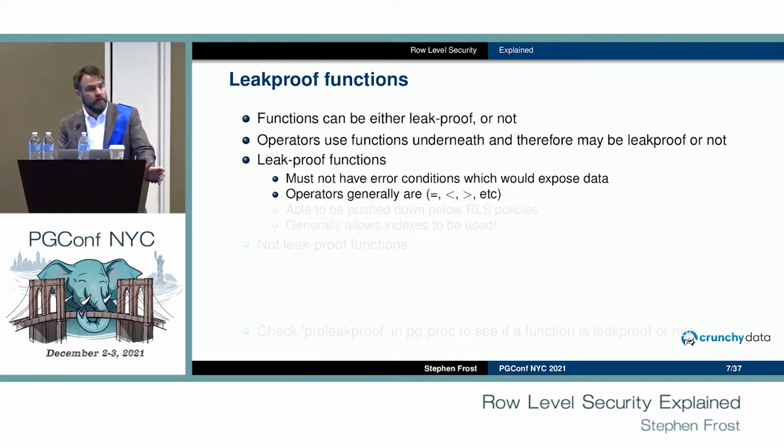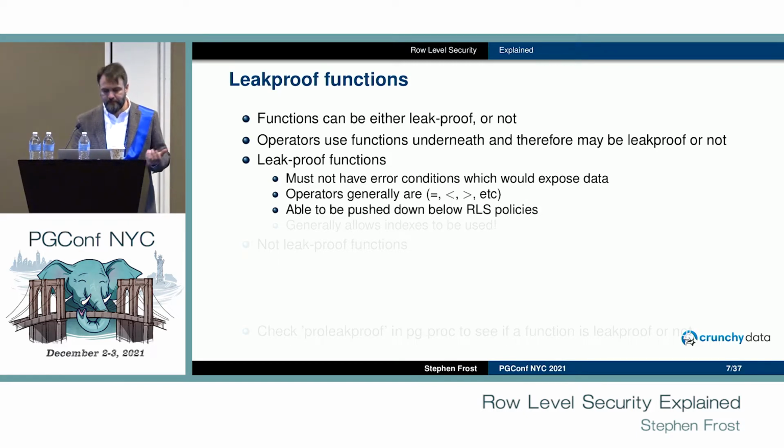Operators generally are. Things like equality, greater than and less than, right? Those generally do not have any kind of error conditions where they'll actually expose data, which is really, really handy, because those are the things that you want to have be pushed down below your row level security policies to be able to leverage indexes. And that's the really big thing about leak-proof functions: if a function is marked leak-proof, it can be pushed down below the policy.